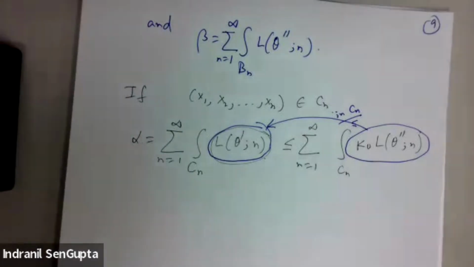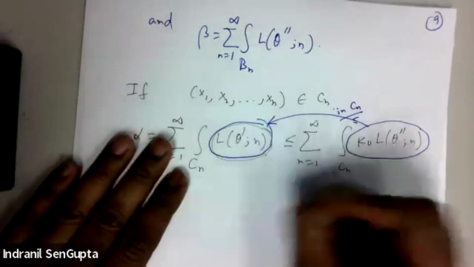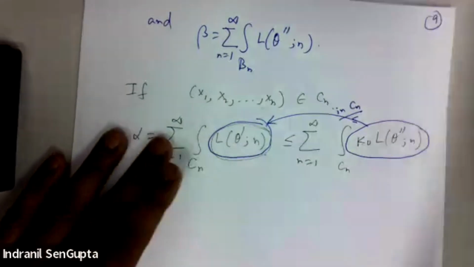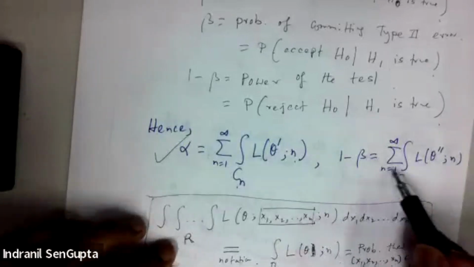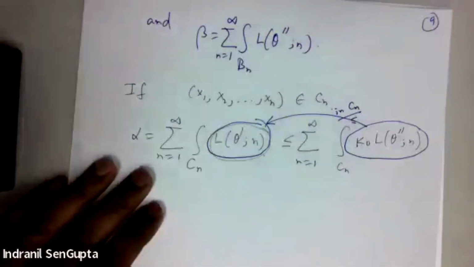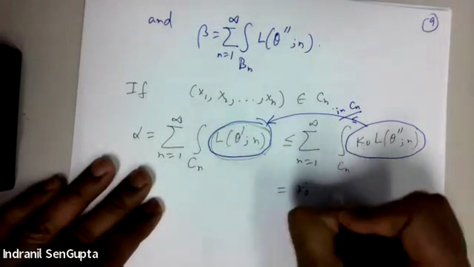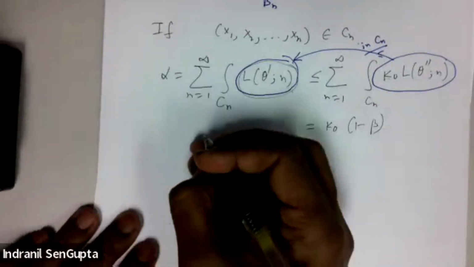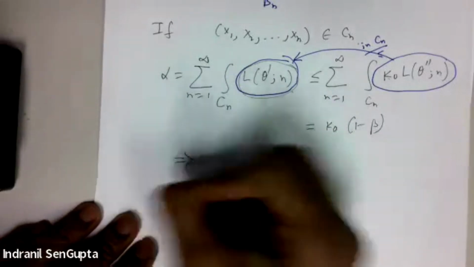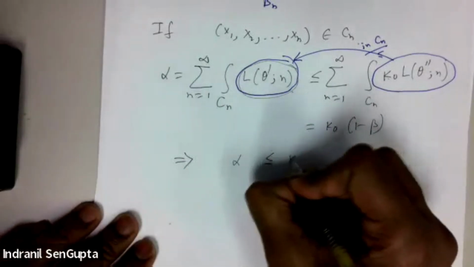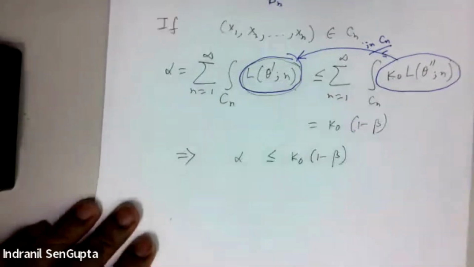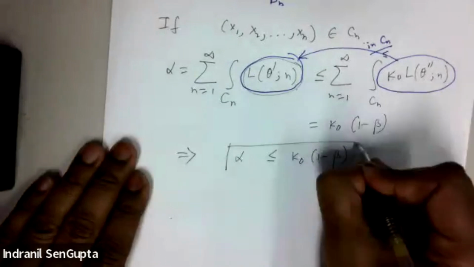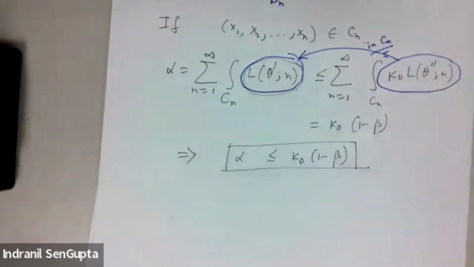And then we have seen this, the k0 can be pulled out. So k0 and then summation integral this Cn that we have already defined. And that is right here. It's 1 minus beta, right? So this is nothing but k0, 1 minus beta. Done. So what we found is the following. Hence we must have alpha less than or equal to k0, 1 minus beta. So if type 1 error and type 2 error are specified, then this is the relation that k0 must hold.